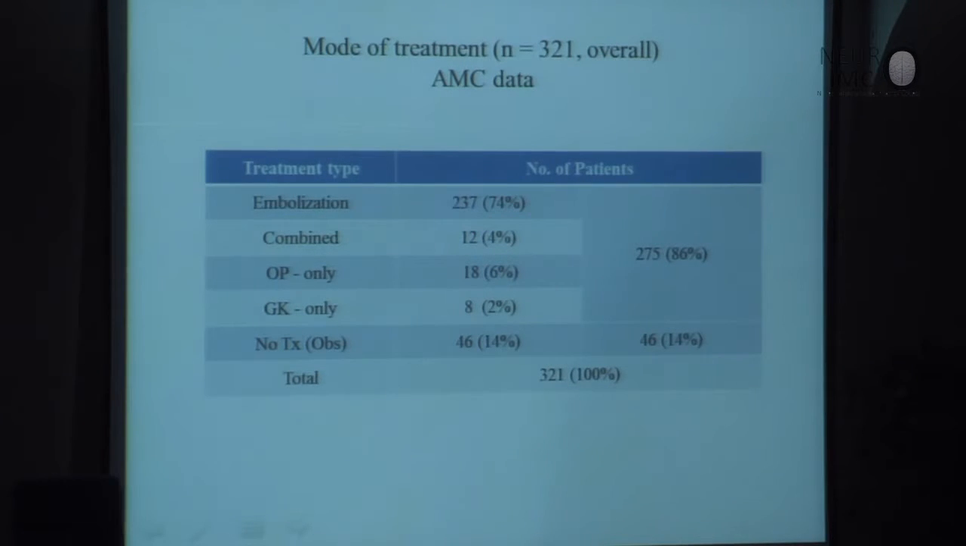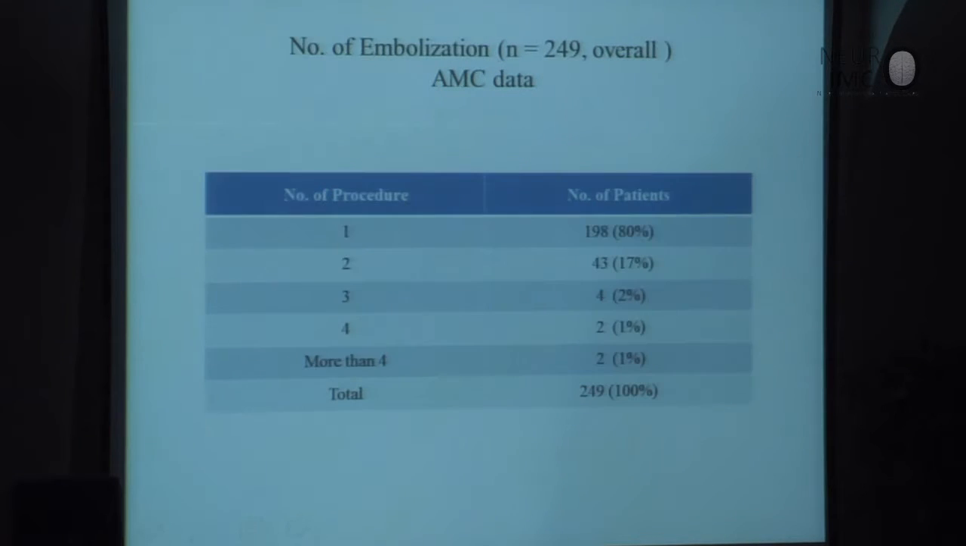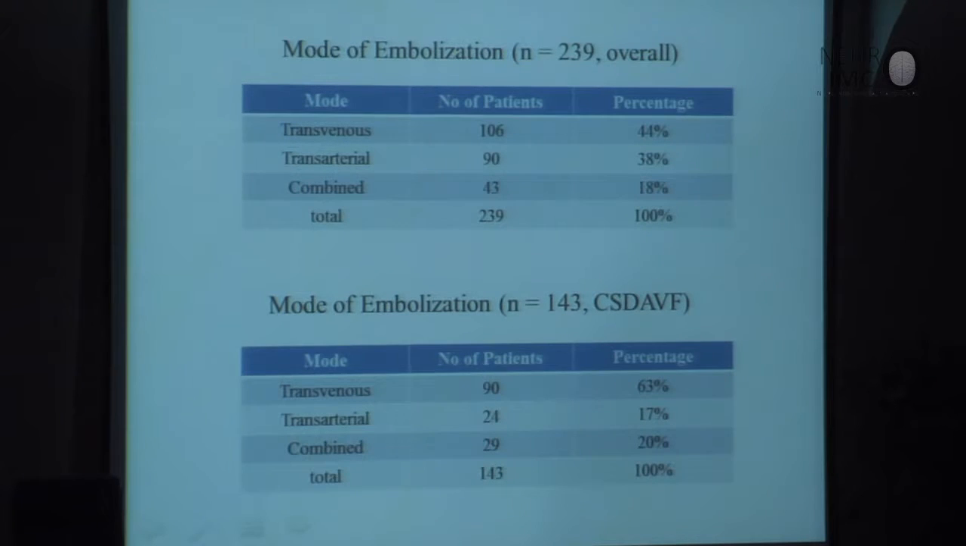Embolization was most commonly done, in 74% overall, and operation and gamma knife were sometimes used. In the overall number of embolizations, one time was 80%, and some twice or more, up to 4 in some rare cases. As for the mode of embolization, the transvenous approach was most common, and in cavernous sinus lesions the transvenous approach reached 63%, with transarterial only possible in some, and the combined approach in 20%.